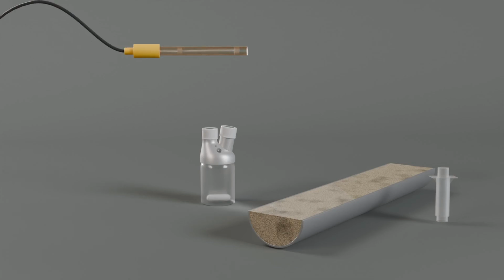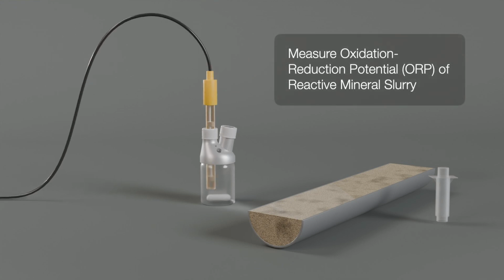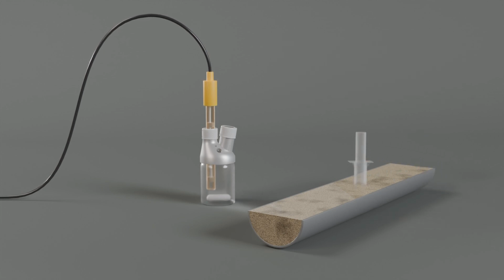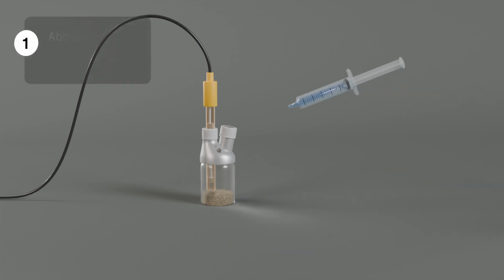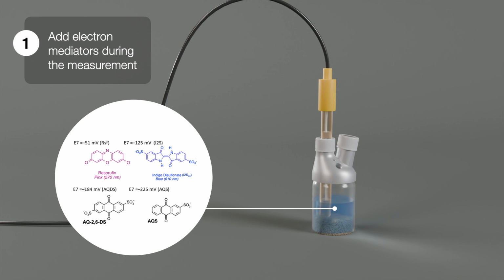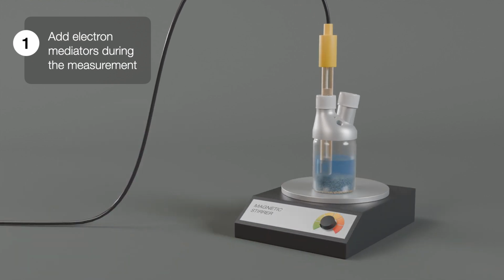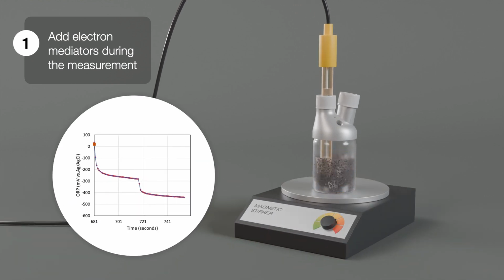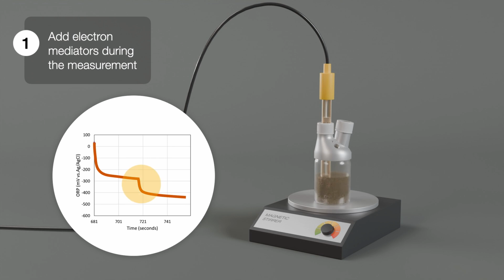Our approach measures the ORP of a reactive mineral slurry using a commercial ORP electrode, which is a simple measurement practitioners are familiar with. There are two keys to obtain a reliable and accurate measurement. First, we need to add a mixture of soluble chemical compounds called electron mediators during the measurement, which will significantly improve electrical responses to the reactive solid phases. Typically, we see a rapid decrease in ORP values after the addition of mediators, indicating the mediation effects.